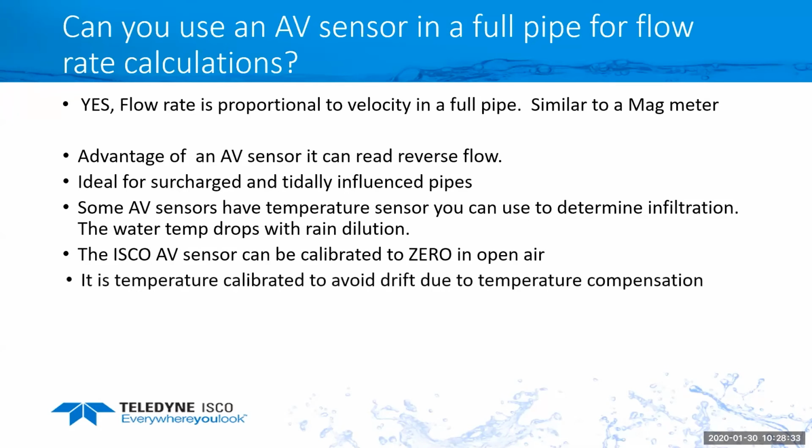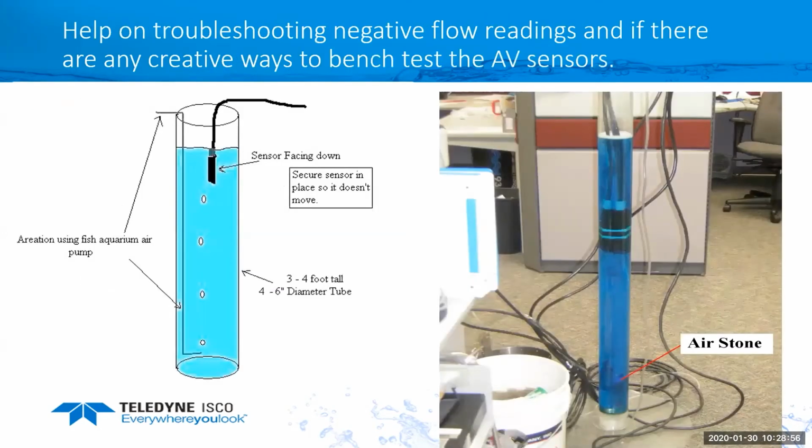And as far as our sensors being temperature calibrated, the idea behind this is to avoid drift due to temperature compensation. So sensors that don't have it would require you to take the sensor, put it in the water for 5 to 10 minutes to let it acclimate to the water temperature, and then calibrate your level. If you didn't do this, then you put it in, you would actually see a level shift due to the temperature.